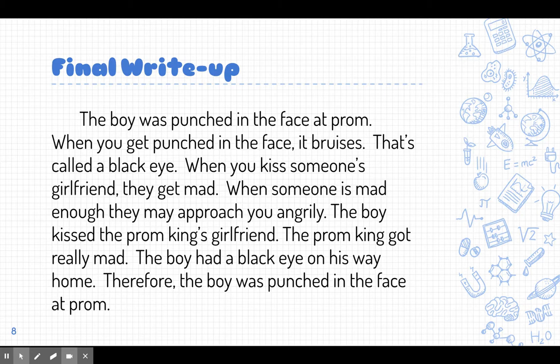So now you go into the reasoning, backing up that evidence. The boy kissed the prom king's girlfriend. The prom king got really mad. The boy had a black eye on his way home. Therefore, the boy was punched in the face at prom.